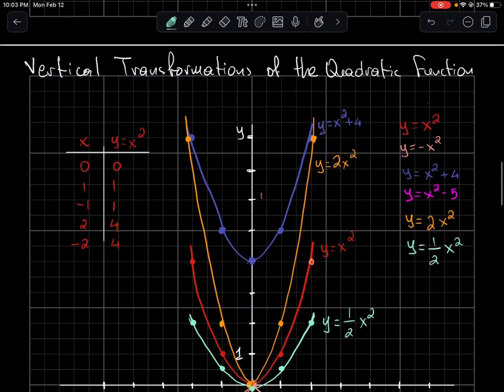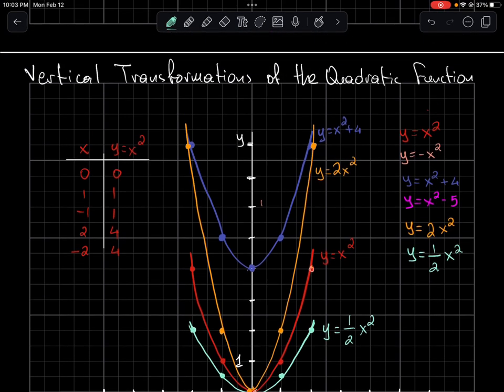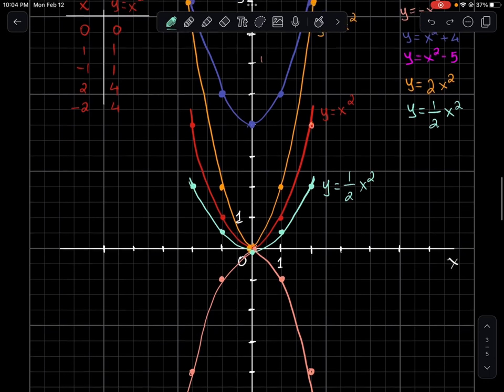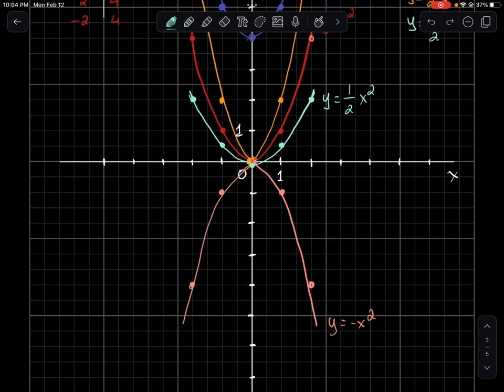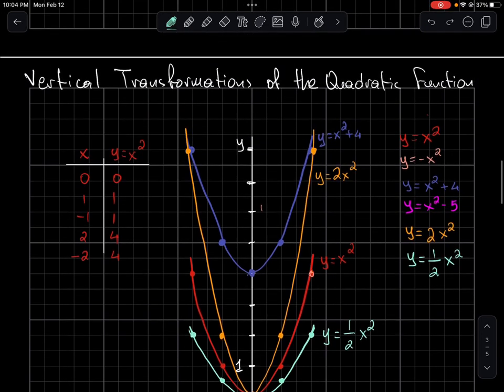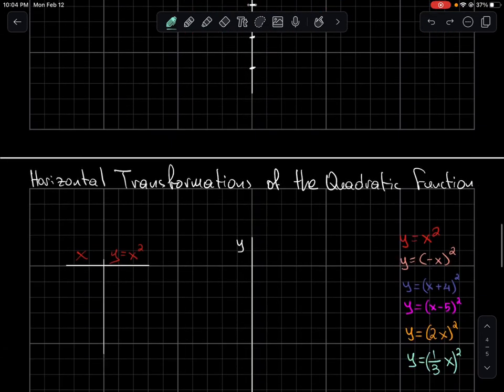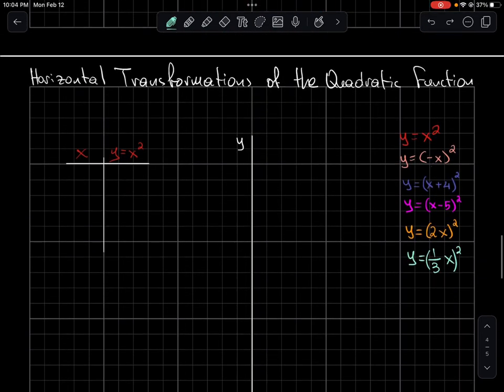Well, that's how we do single vertical transformations starting from the parent function. I left this one for you. So let's move to the next one and see how we do horizontal transformations.